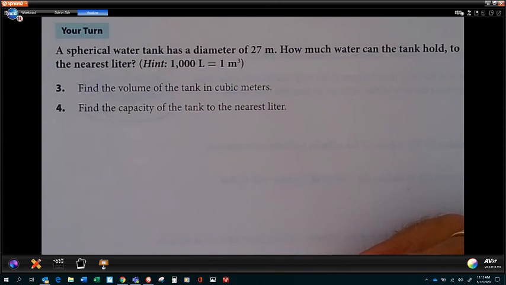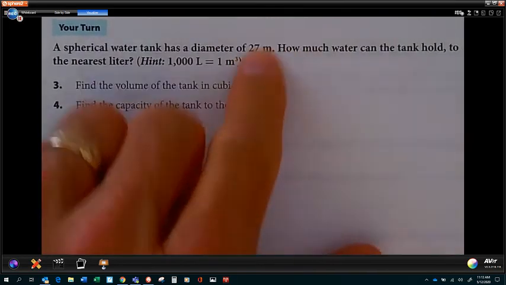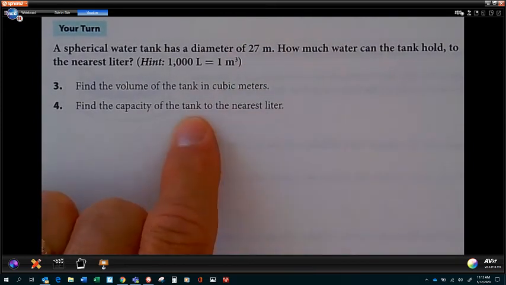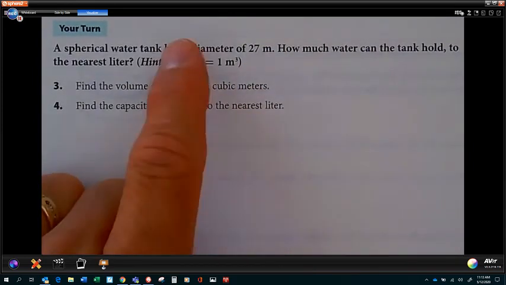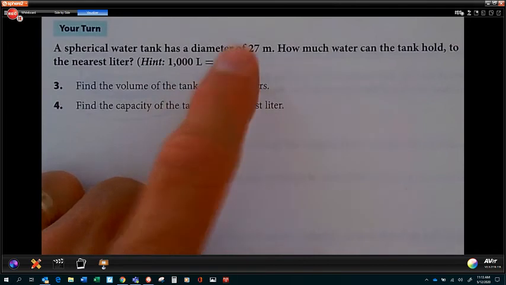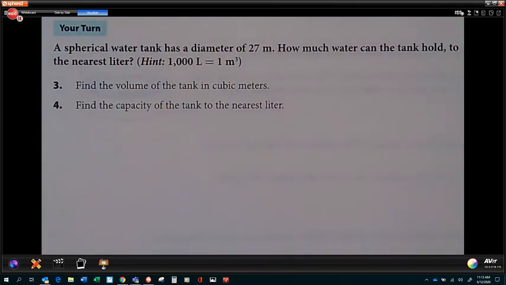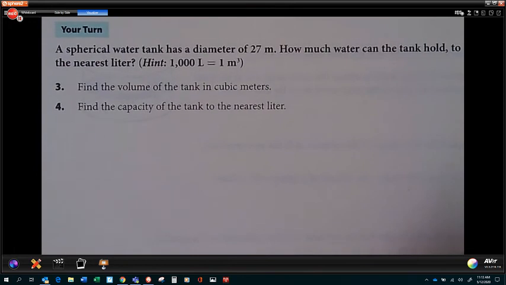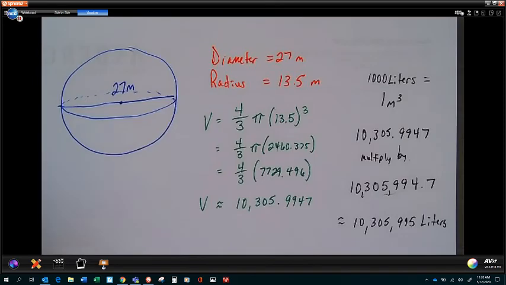Now it's going to be your turn. A spherical water tank has a diameter of 27 meters. How much water can the tank hold to the nearest liter? First of all, find the volume of the tank in cubic meters. Then we're going to find the capacity of the tank to the nearest liter, where 1,000 liters is equal to 1 cubic meter. So go ahead and pause the video, work this out on some paper, and hit continue when you are ready.